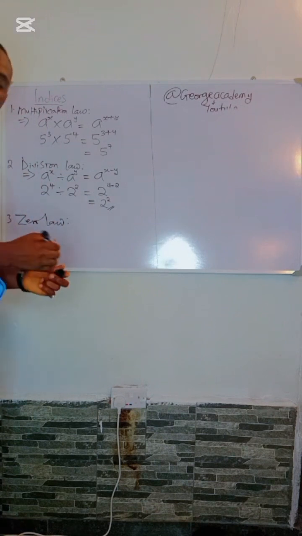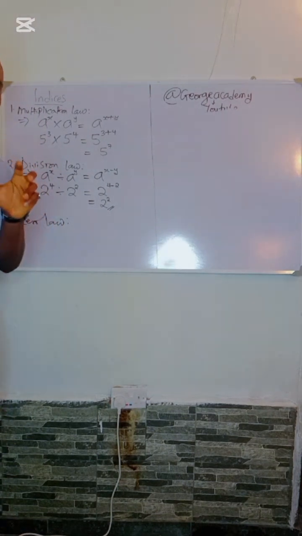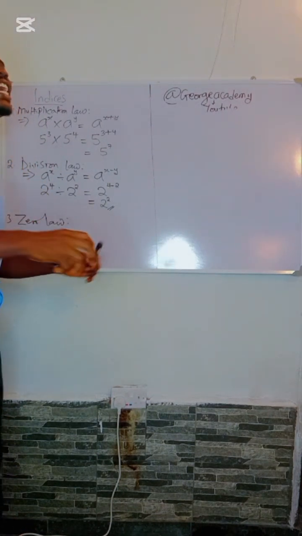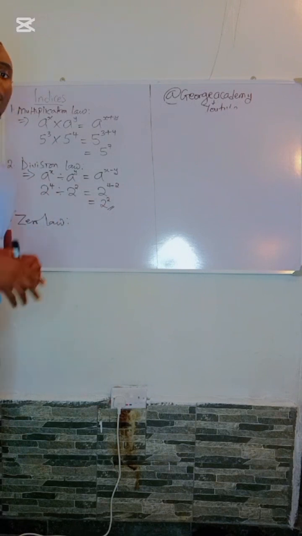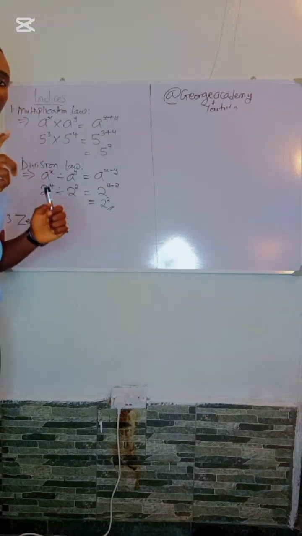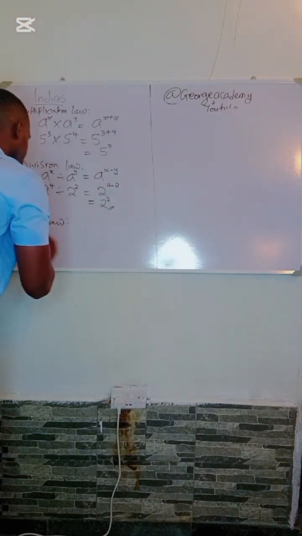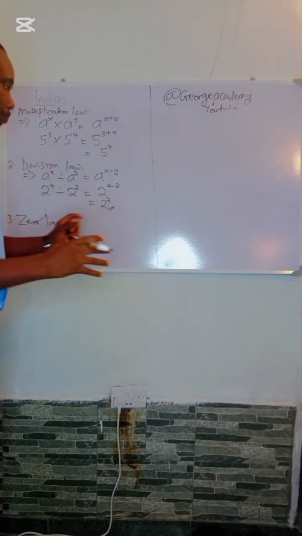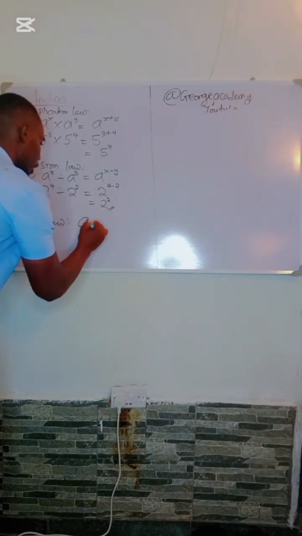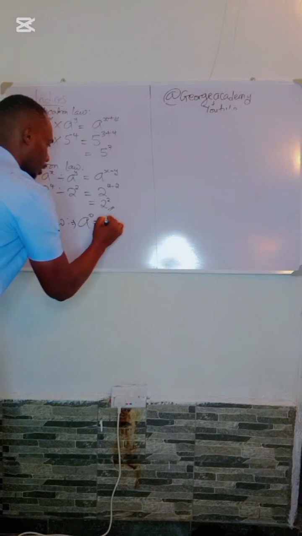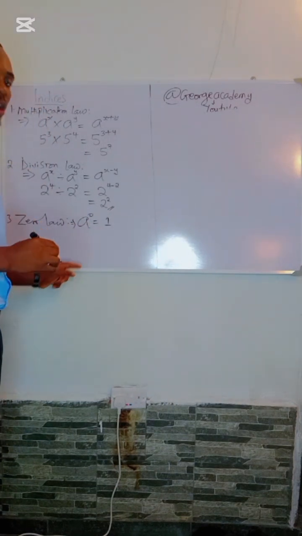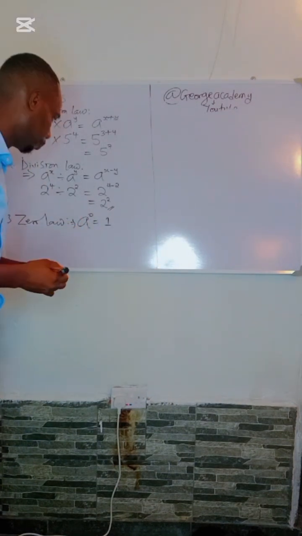The zero law of indices. The zero law of indices says that if you have any number raised to the power of 0, the result is 1. So if you have a raised to the power of 0, the result is 1. There are exceptions to this rule, but we are not going to go into it now.